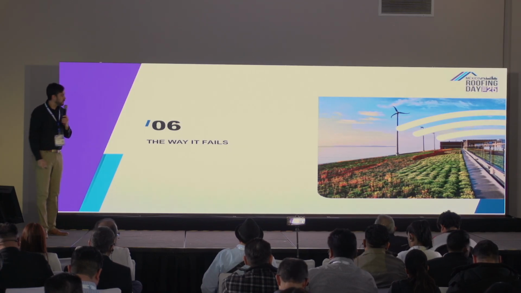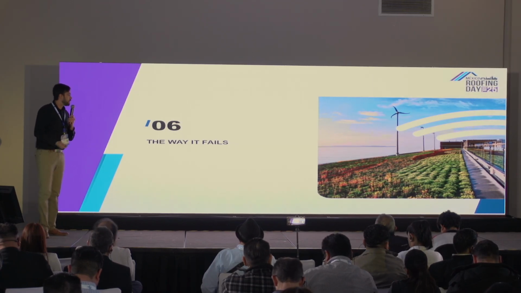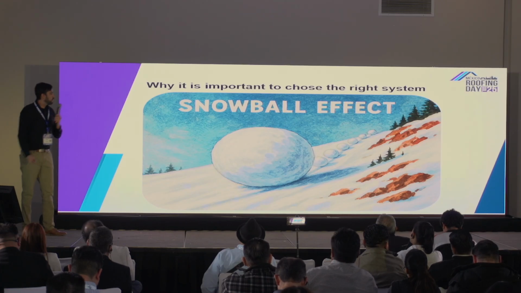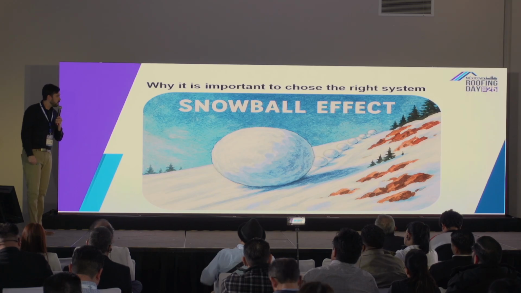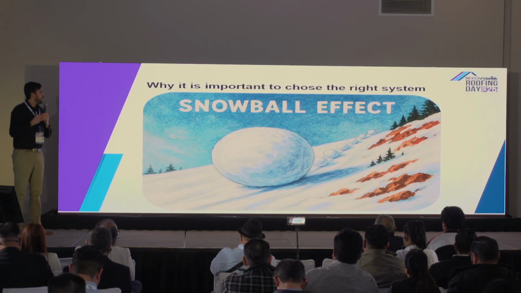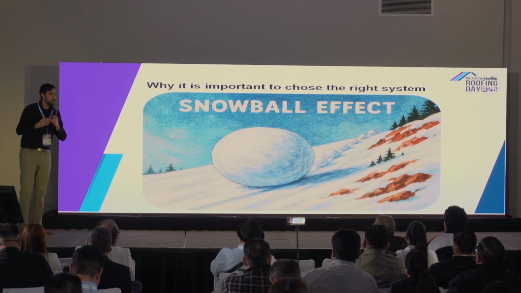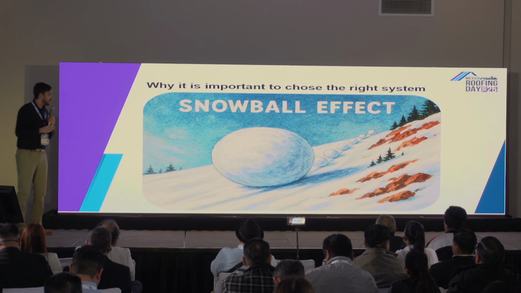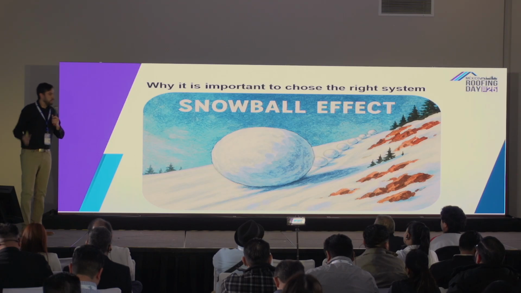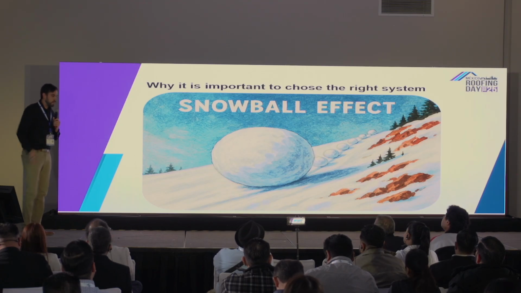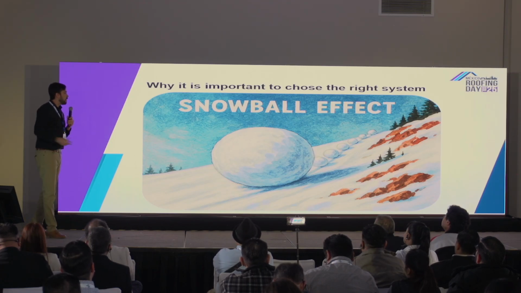So how does it fail? How does the roof assembly fail? Of course, being Canadian, I needed to talk a little bit about the snow. So a roof fails the same way as the snowball effect. For those who never had the chance to play in snow, sometimes you can make a ball and roll it and it gets bigger and bigger. Same principle as a roof when it fails.